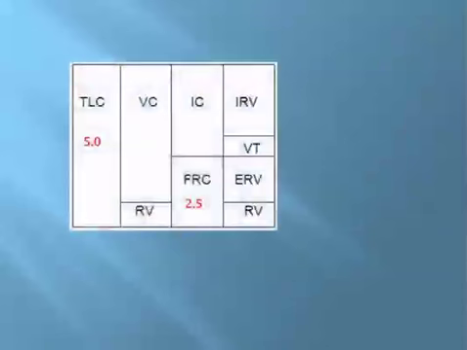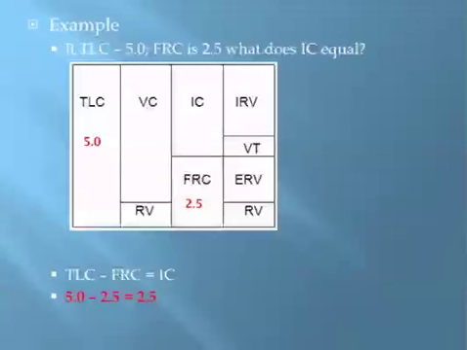Alright, so here's an example of knowing this box. In this particular case, the total lung capacity is 5 liters. The FRC is 2.5 liters. So what is our IC, our inspiratory capacity? If your total lung capacity minus FRC equals IC.